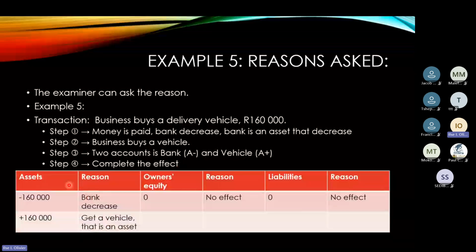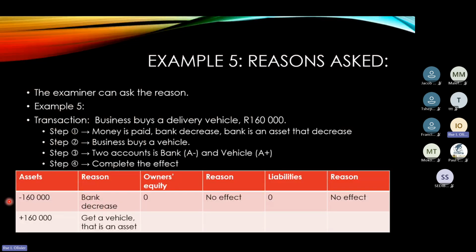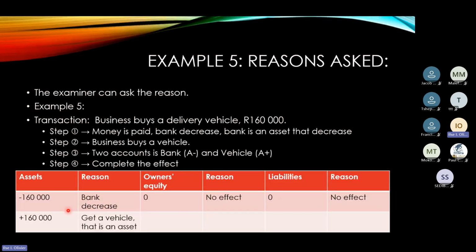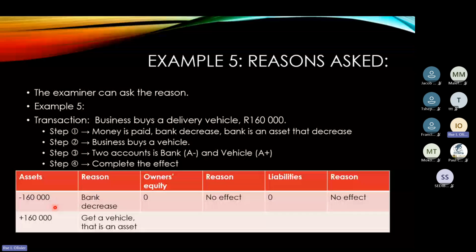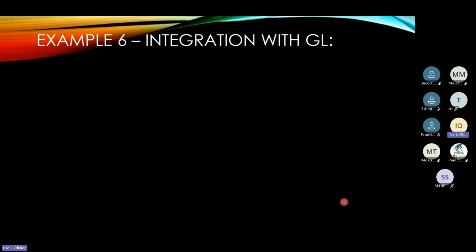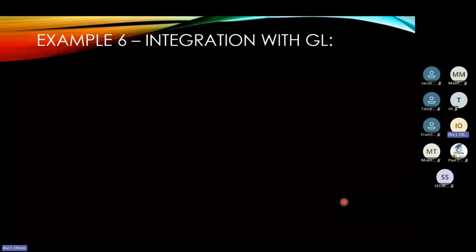Right. So you say assets increase and decrease, but now they ask for a reason. So why did the assets decrease? Because bank, that is an asset, decreased. And why did assets increase? Because you got a vehicle, and that particular vehicle is an asset. Nothing happened with owner's equity, and nothing happened with liabilities. Right, then you can have integration with the general ledger.